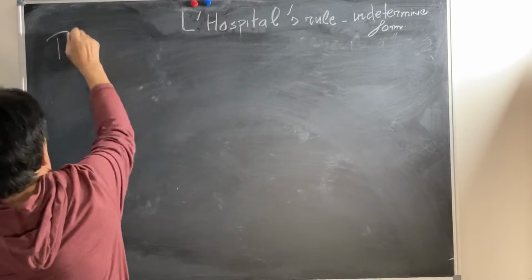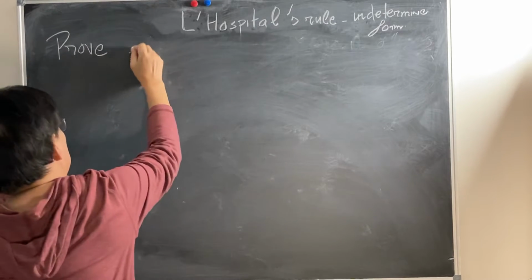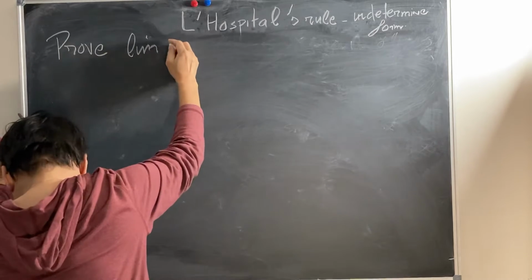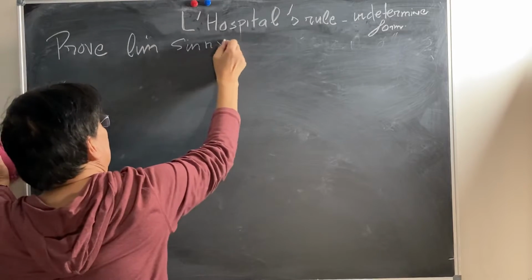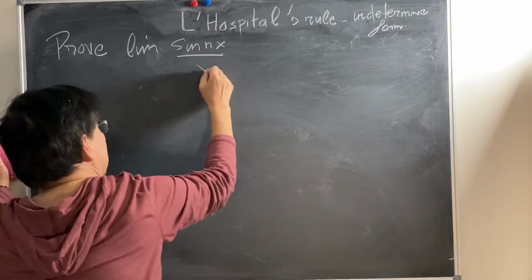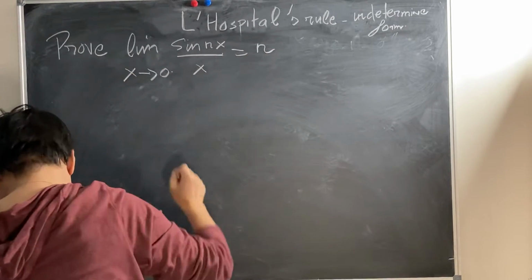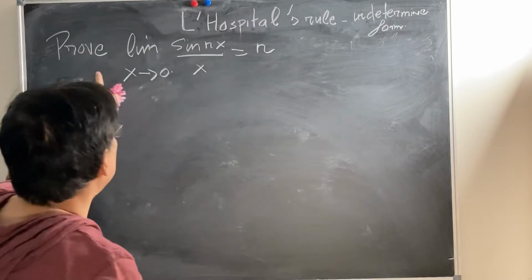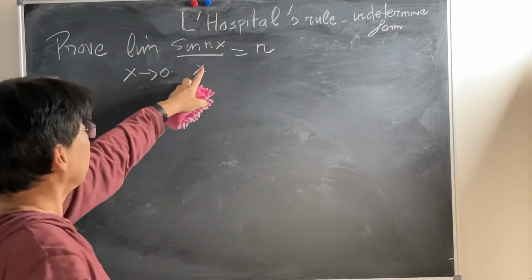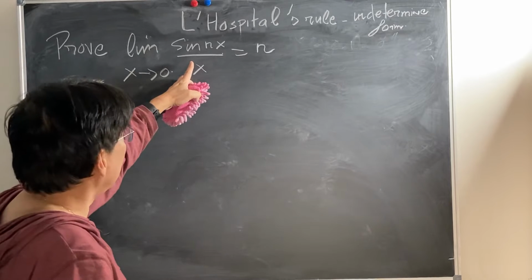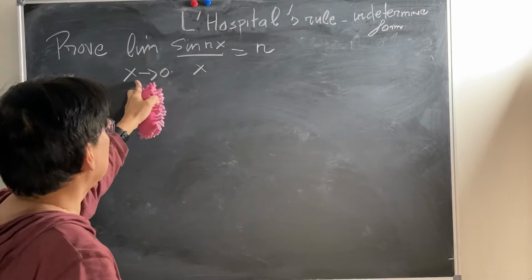Now let's say we have the limit of sine nx divided by x equals n, as x goes to 0. Prove this. This is just another way to ask what is the limit of sine nx over x. First of all you have to look, is that a quotient or not? The numerator equals sine nx and the denominator equals x. So x goes to 0.